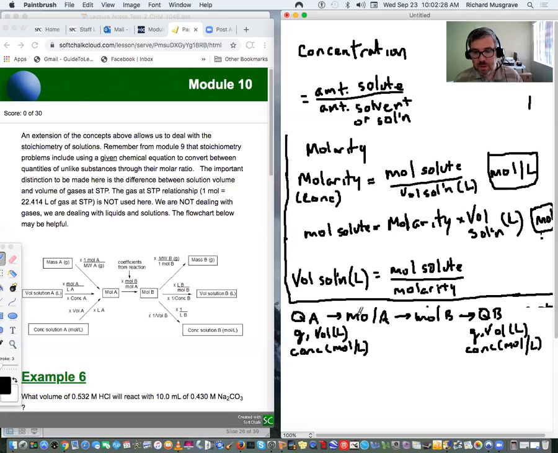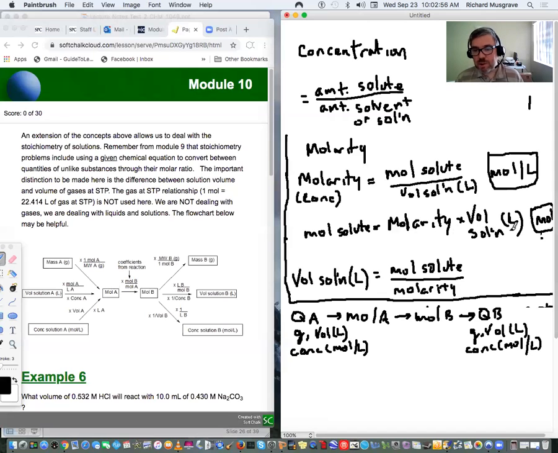But you can see that in the actual flow chart, the main thing that we're looking for is this moles of A and moles of B, because it's in the center here. So we're always looking for moles first. So often you'll see this situation playing out, molarity times volume of solution in order to get to moles. That's going to be very common.